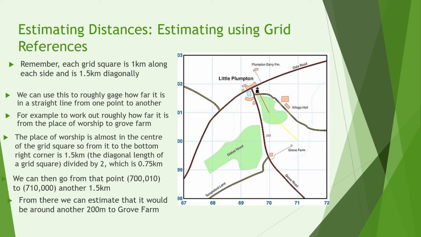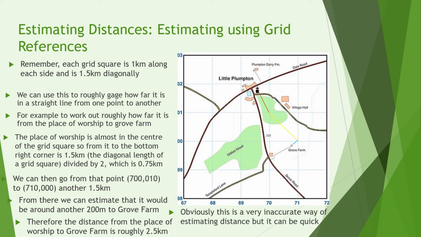From there, we can estimate it would be around another 200 meters to Grove Farm, based on estimation alone. Therefore, the distance from the place of worship to Grove Farm is roughly 2.5 kilometers. Obviously, this is a very inaccurate way of estimating distance, but it can be quick. Mainly, it's used for just gauging a quick estimation.